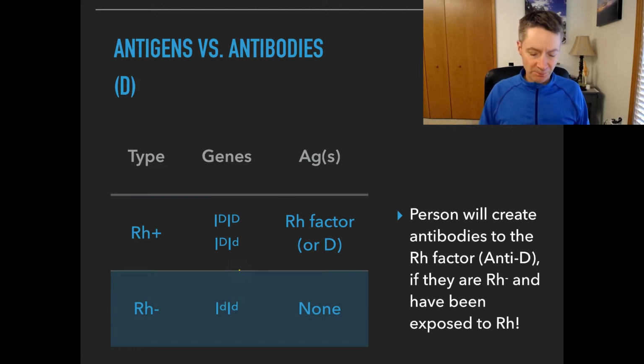Okay? An example would be something you've already read about and watched a clip about, and that is if you have an Rh negative mother, and that Rh negative mother has a child that's Rh positive. She will ultimately be exposed to the Rh factor and start producing these antibodies. And you've already read and listened to a clip about that.